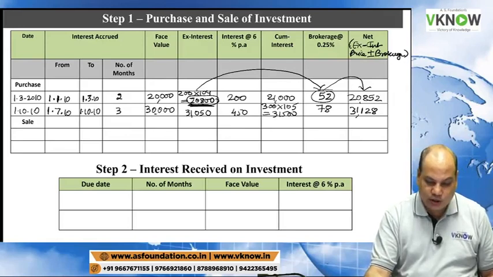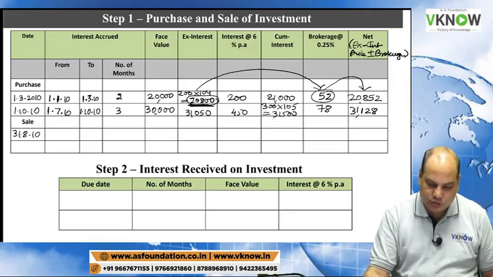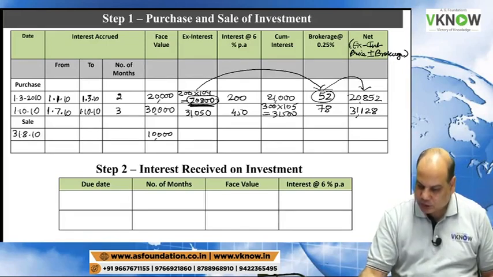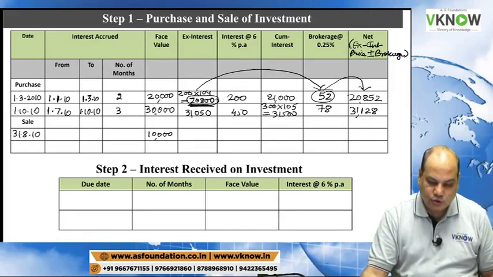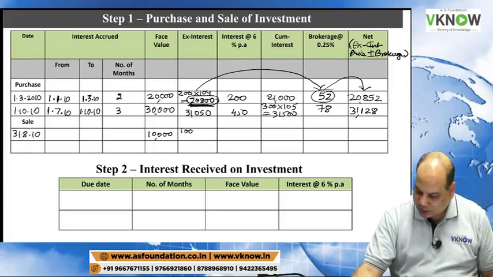Come to the sale transactions. There are two sale transactions. On 31st August 10, you have sold 100 units. 100 into 100, 10,000, and sold ex interest at 106. 100 into 106, 10,600.